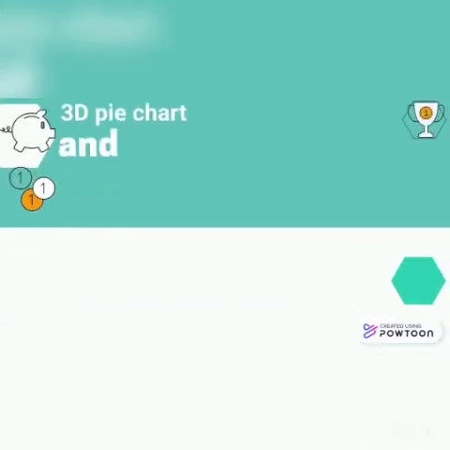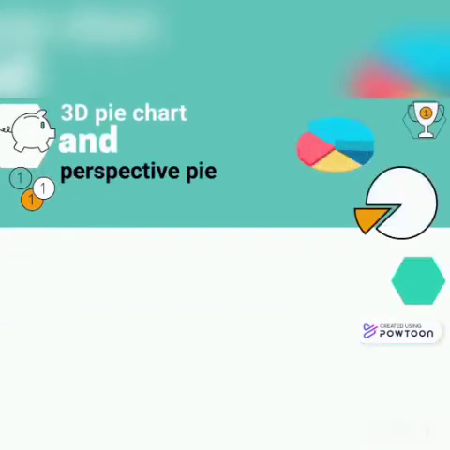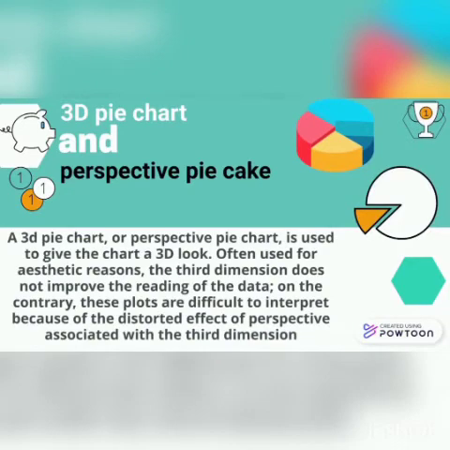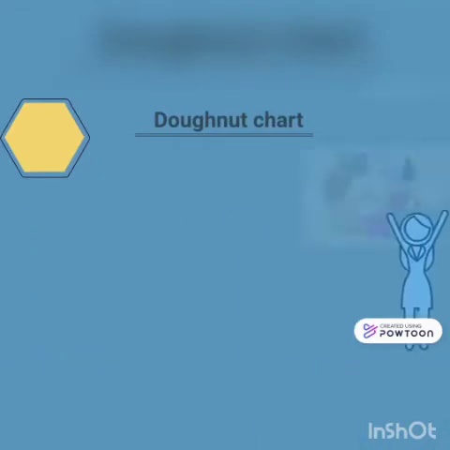Okay, the next is 3D pie chart and perspective pie chart. A 3D pie chart or perspective pie chart is used to give a chart a 3D look, often used for aesthetic reasons. The third dimension does not improve the reading of the data. On the contrary, these plots are difficult to interpret because of the distorted effect of perspective associated with the third dimension.